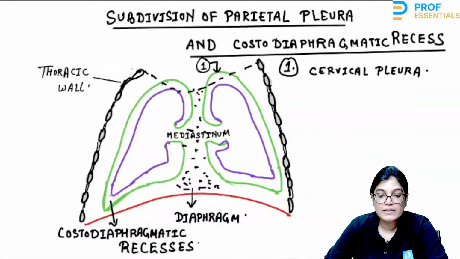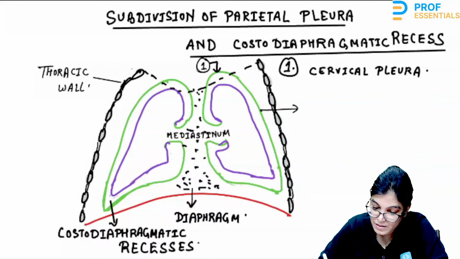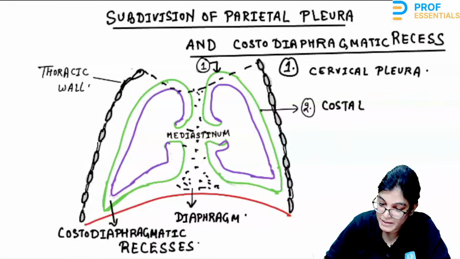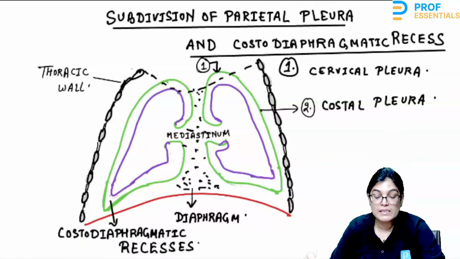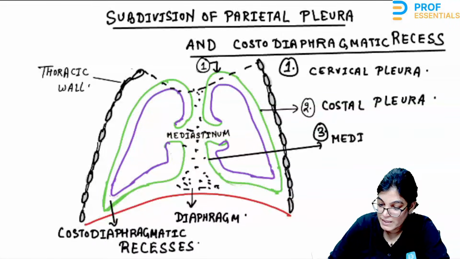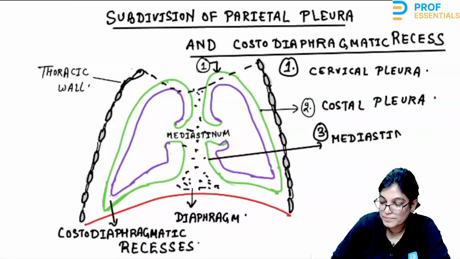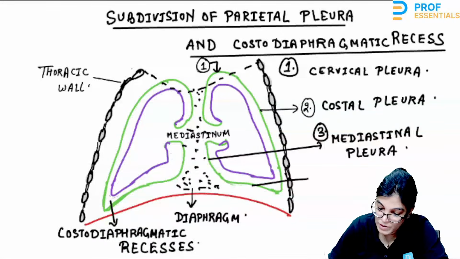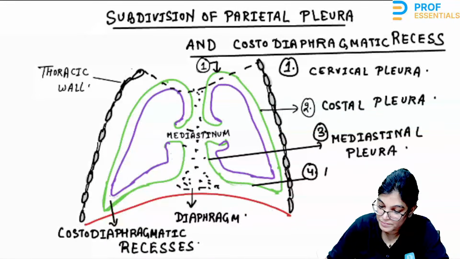Okay. This part which is lying here will be the costal pleura. This is the costal pleura, my dear. This part which is lying close to the mediastinum will be the mediastinal pleura. This is mediastinal pleura. And this which is lying close to the lower side, this is the diaphragmatic pleura.